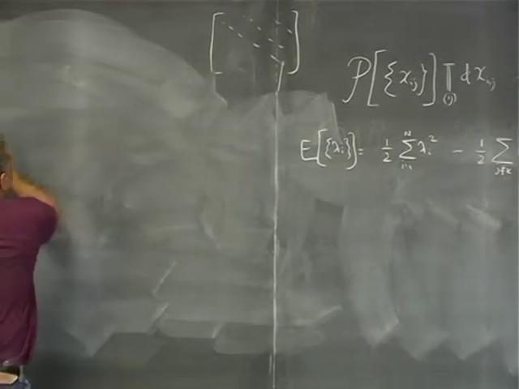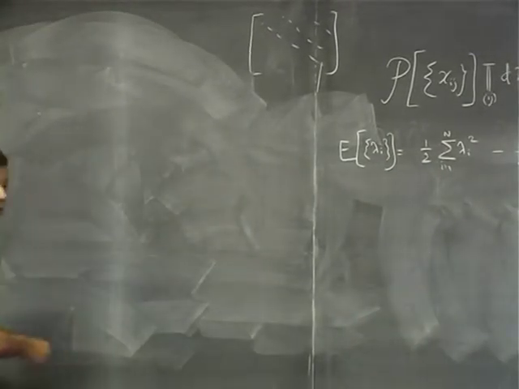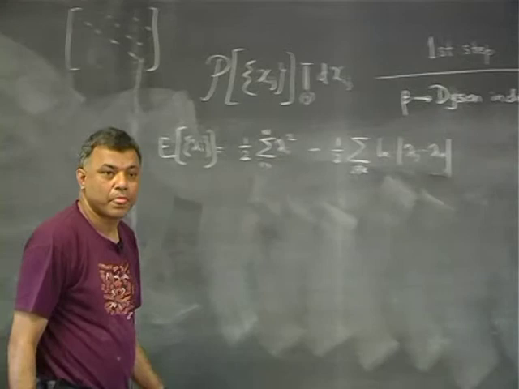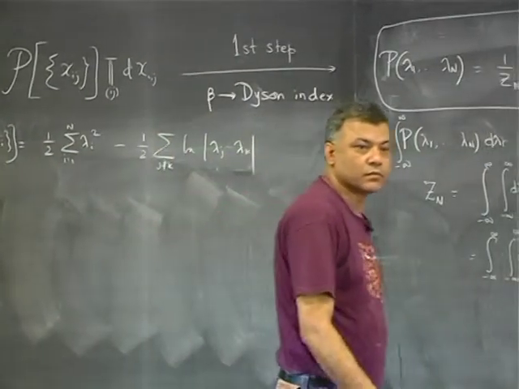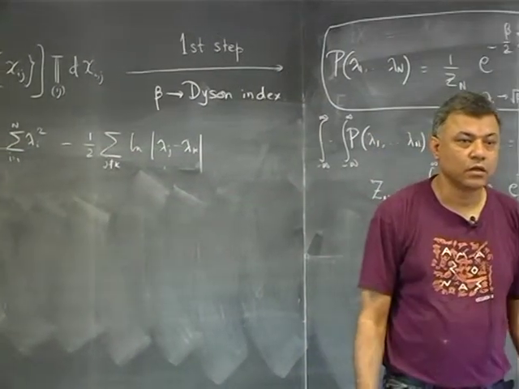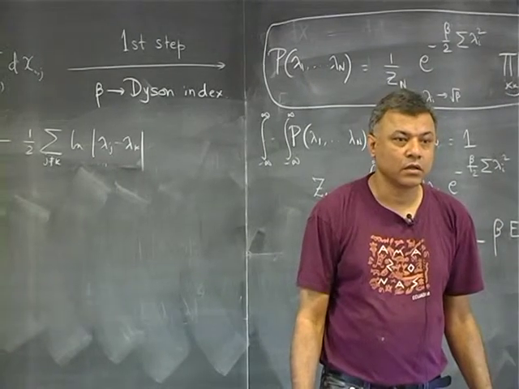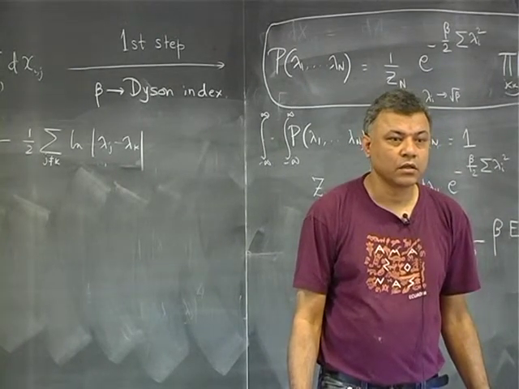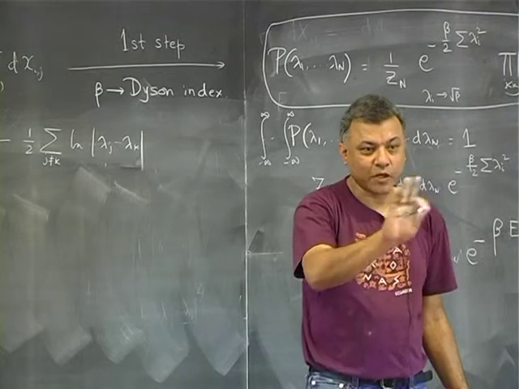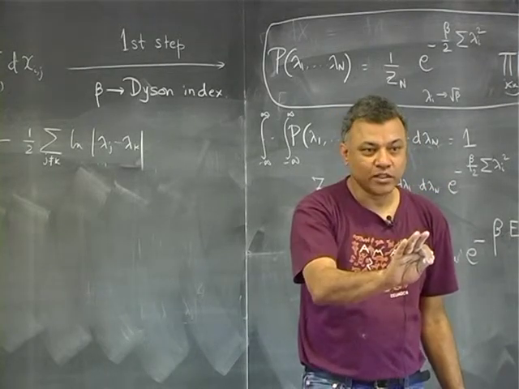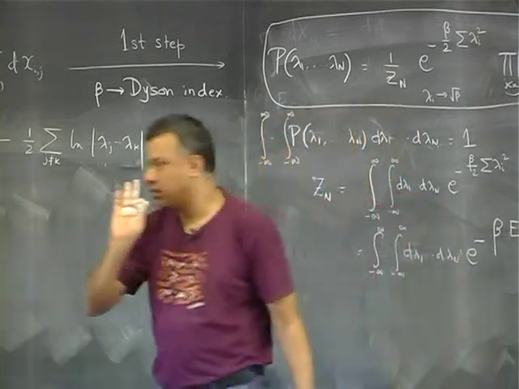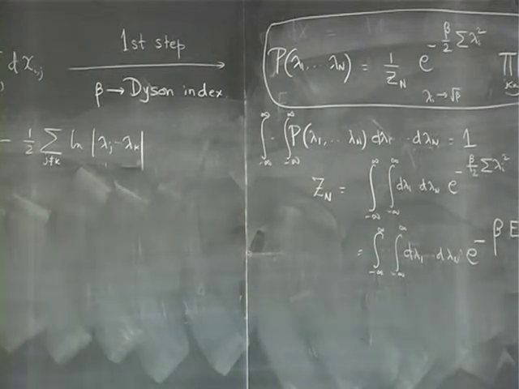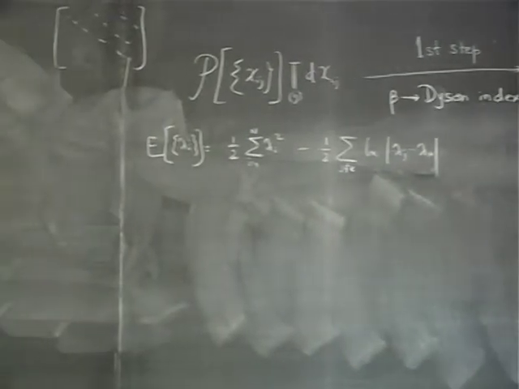So what I have is the following. Don't complicate things. I'm going slowly. We'll see that later. So what is this object here?